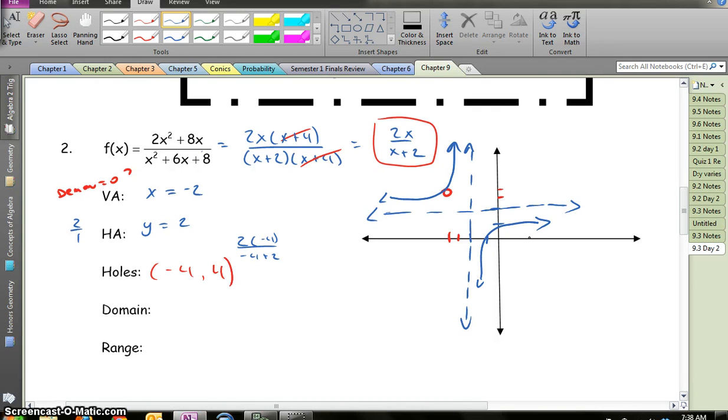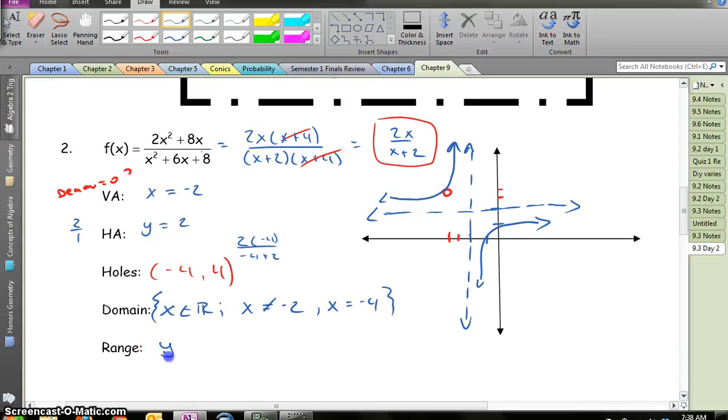Now let's talk about domain and range. So my domain, well, x can be all real numbers, except x cannot be negative 2 because there's an asymptote there, so we don't cross there, and x cannot be negative 4. Now sometimes when you have a lot of stuff, you can put the brackets. Not necessary. I'm more concerned with the concept. Do you understand what that is?